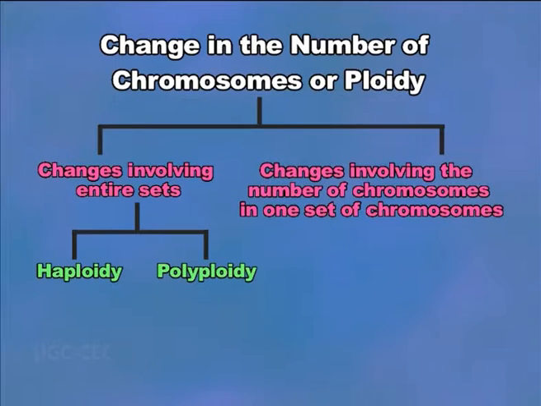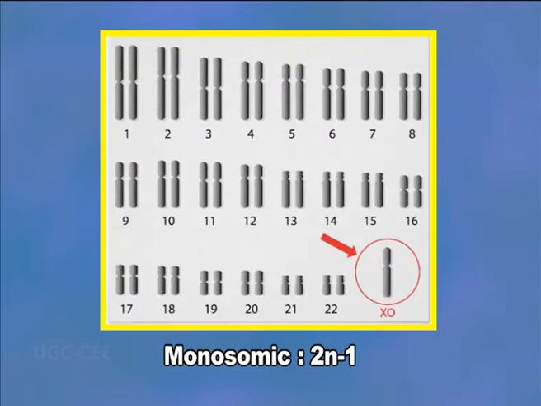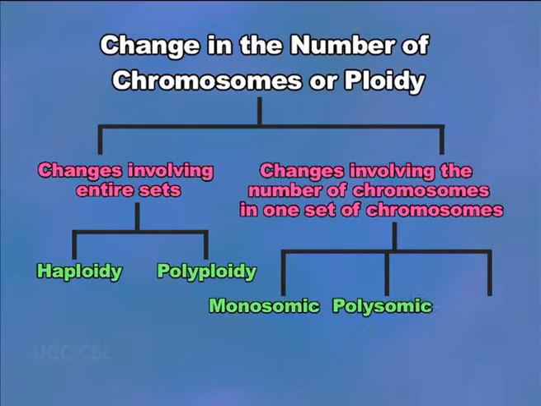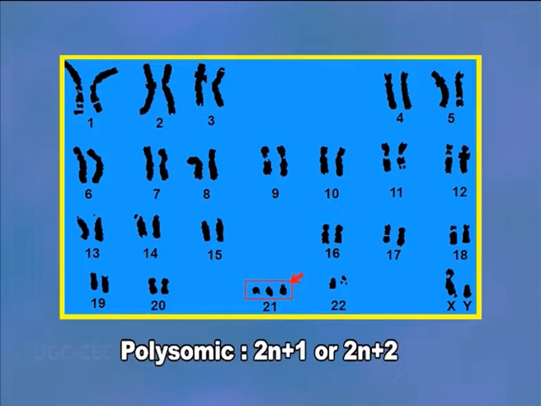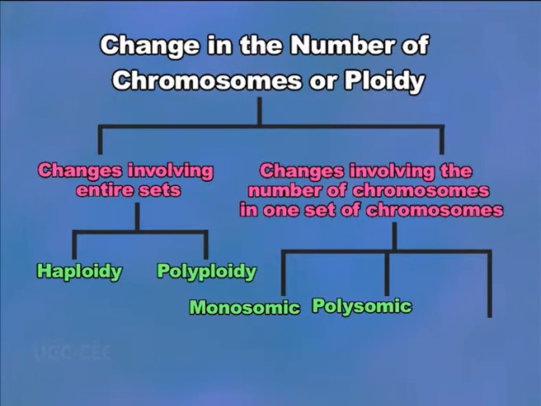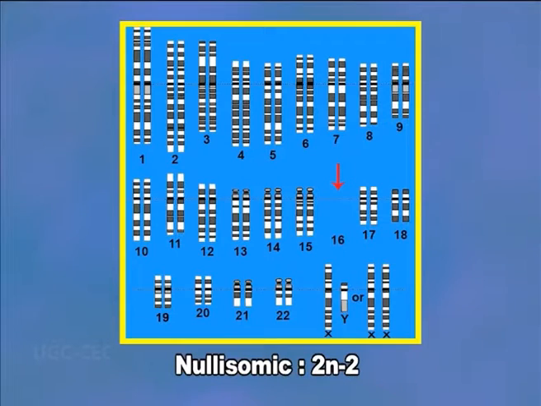Changes involving the number of chromosomes in one set of chromosomes include number 1, monosomic condition, that is loss of one chromosome from one set, 2n minus 1. Number 2, polysomic condition, that is addition of one or more chromosomes to one set, 2n plus 1 or 2n plus 2. And number 3, nullisomic condition, loss of both the chromosomes of a pair, that is 2n minus 2.